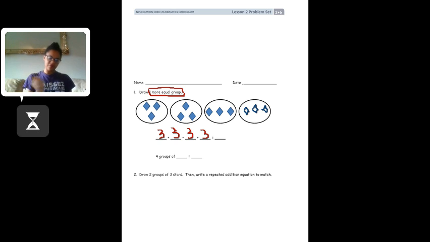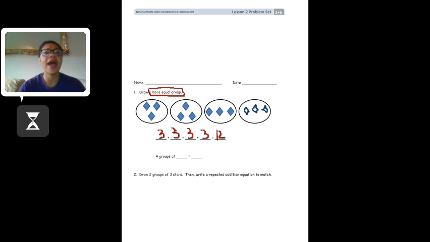So I have 3 plus 3 plus 3 plus 3 equals how many total diamonds? Well, if I do 3 plus 3, I know that's 6. 6 plus 3 is 9. And then 9 plus 3 is how much? Let's write it down on our paper. It's 12. So we're going to write 12 down for our total.